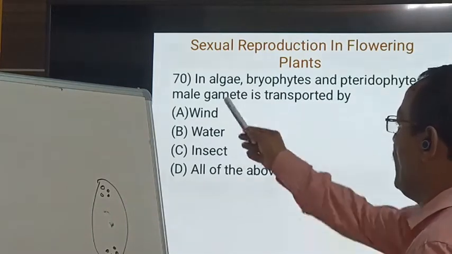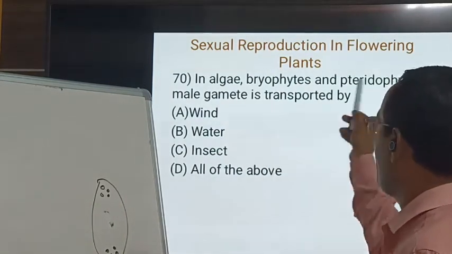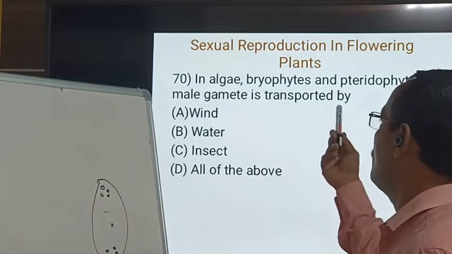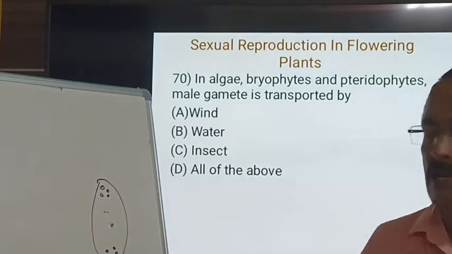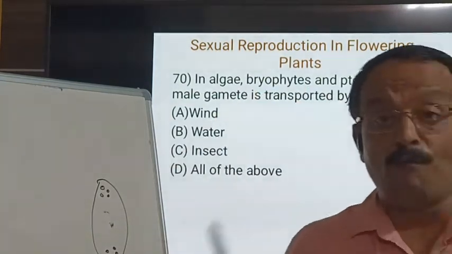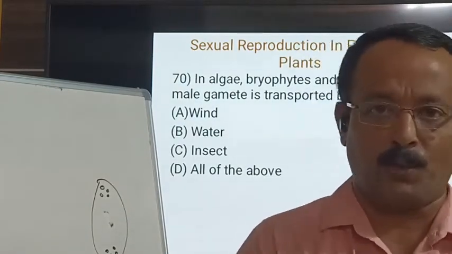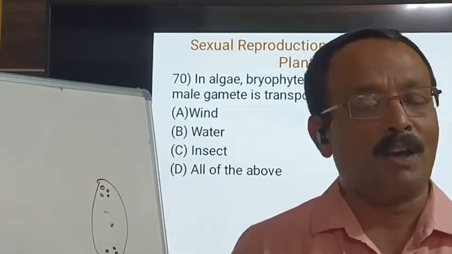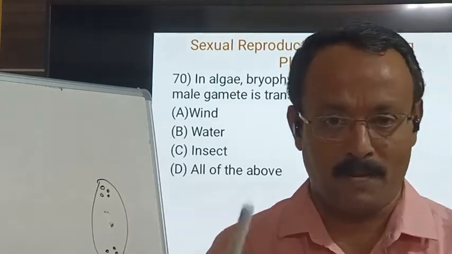70th one. In algae, bryophytes and pteridophytes, male gametes are transported by, a related question we already discussed, water. As bryophytes invariably need water to complete their sexual reproduction, bryophytes are often called amphibians of the plant kingdom.